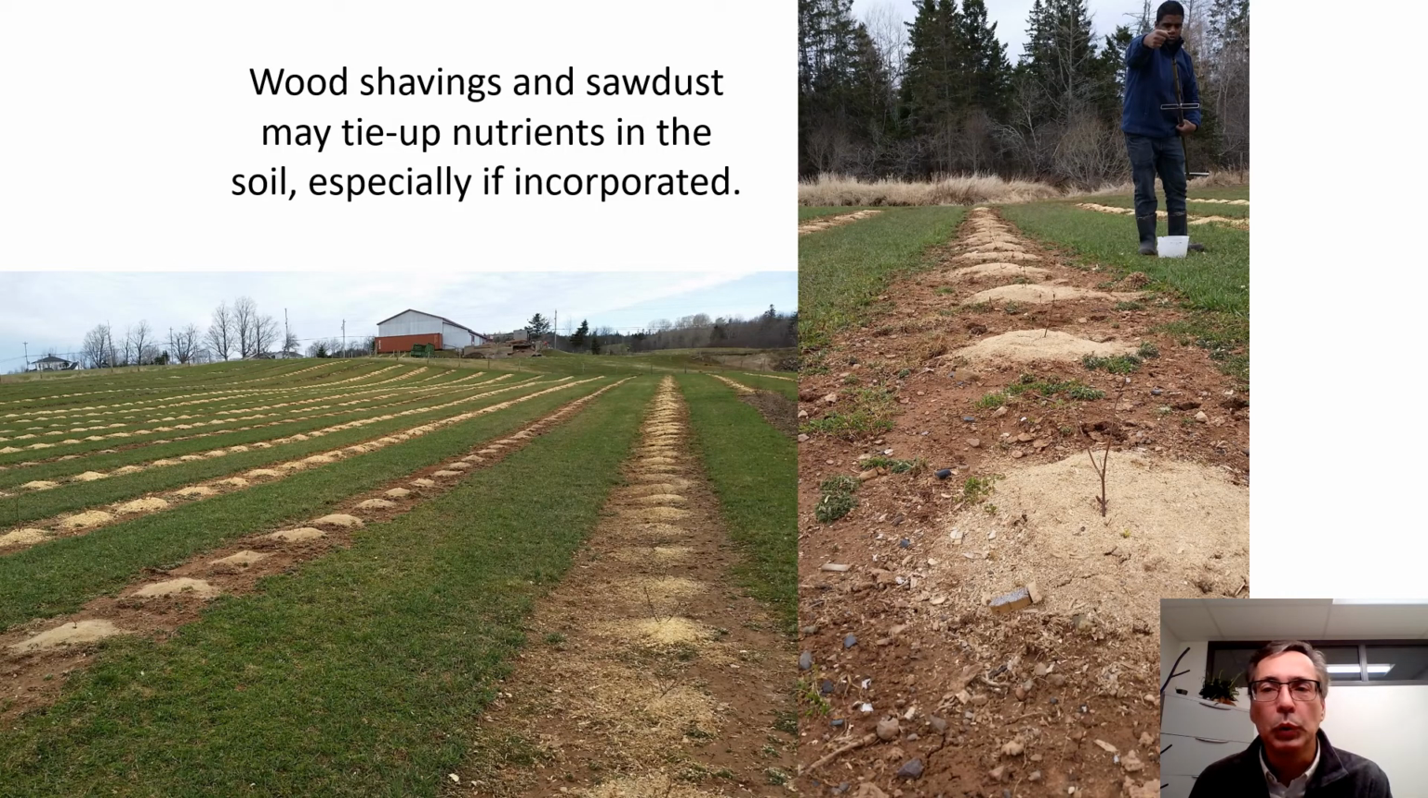Applying materials such as wood shavings can add some organic matter to the soil. In this case, the wood shavings were being used in part to help with weed control around the base of haskap plants. But what can happen when you're using sawdust or wood shavings is that the high carbon content of the material might actually tie up or immobilize nutrients, at least for a while, until the wood shavings have decomposed.